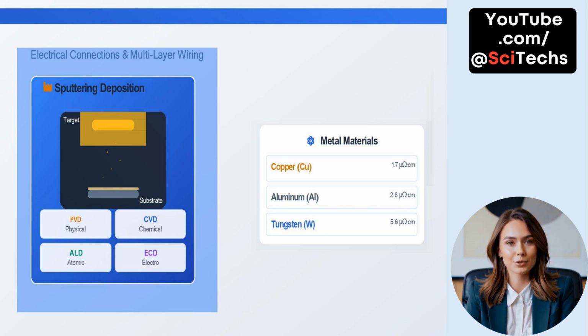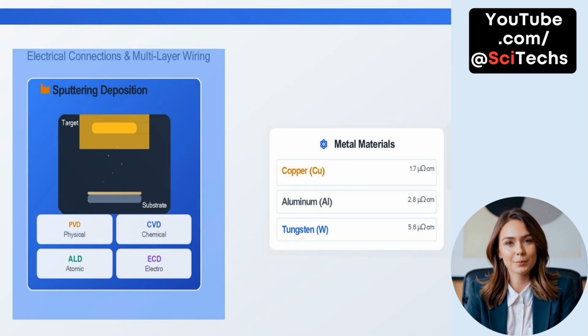Selecting the right metal is critical for minimizing electrical resistance. Copper, Cu, is preferred for its low resistivity of 1.7 micro-ohm centimeters, making it ideal for high-performance interconnects. Aluminum, Al, with a resistivity of 2.8 micro-ohm centimeters, is still used in some applications. Tungsten, W, though higher in resistivity at 5.6 micro-ohm centimeters, is valued for its durability and compatibility with high-temperature processes.